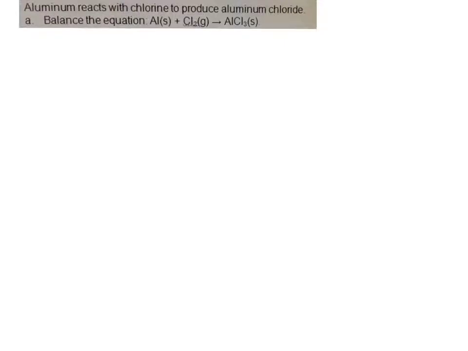Okay, so this is a limiting reactant problem. The first thing is that you're given this word equation. Aluminum reacts with chlorine to produce aluminum chloride. So aluminum is Al, chlorine is a diatomic, so it's Cl2. And so we've got Al and Cl2 as our reactants, and then it says produce, so we know that means it's our yield sign, and it says aluminum chloride.